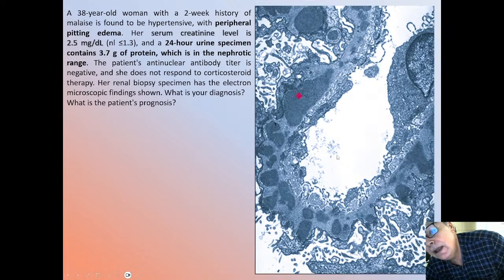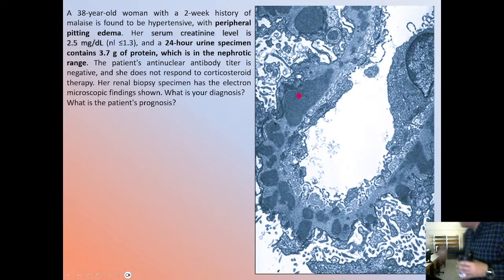And what can this be? This is the endothelial surface, the lumen of the capillary. So, where are they close? Are they close to the endothelium? To the podocytes. That's why they are called subepithelial.